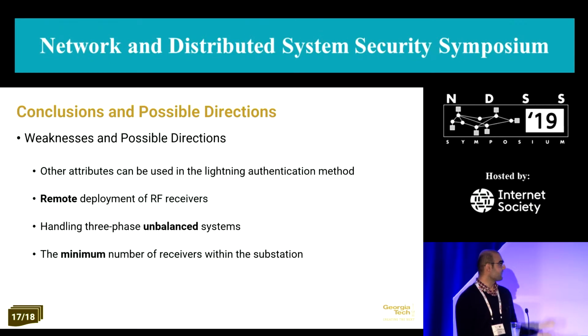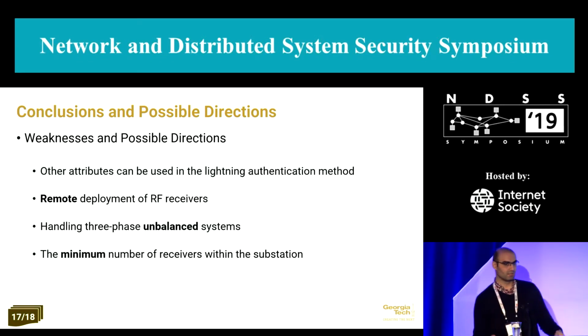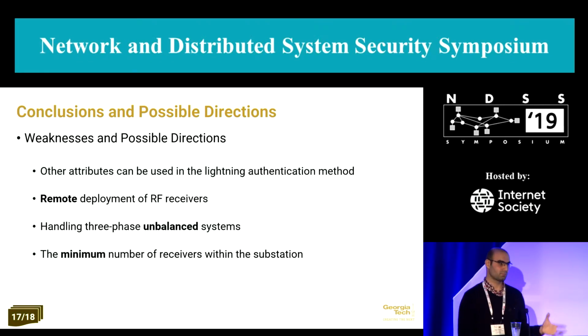And also, we assume that we have balanced 3-phase systems in the power circuits, but we're going to study and formulate the unbalanced systems in our future work. And finally, we assume that there is 1 receiver per power circuit in the current method, but we noticed that we can reduce the number of receivers to fully protect the substation. So in our future work, we will study the minimum number of receivers within the substation and their optimum location.